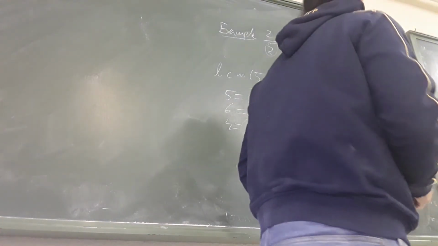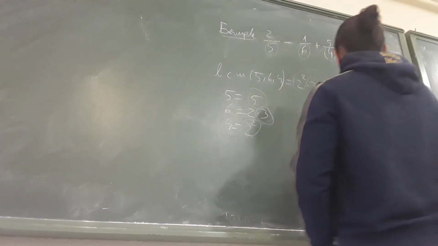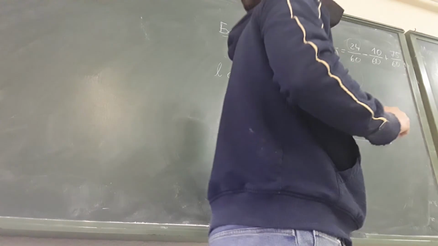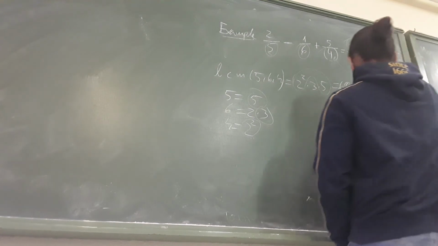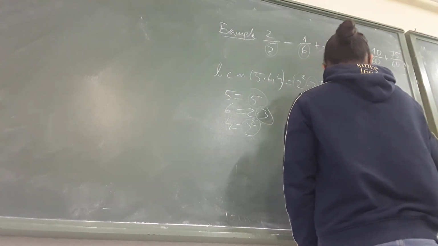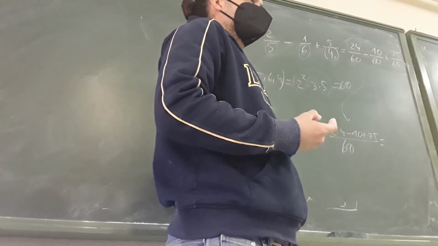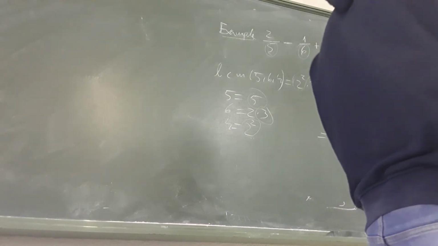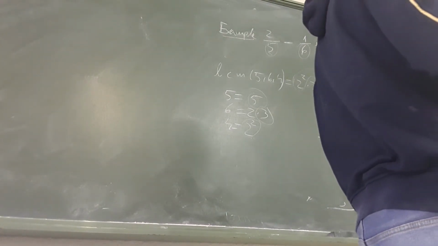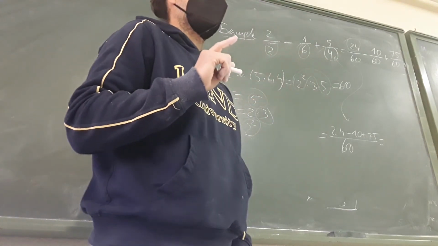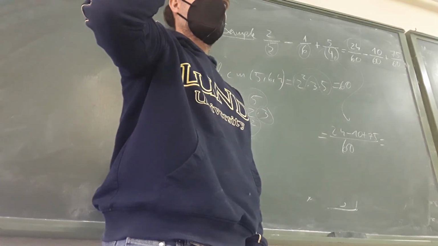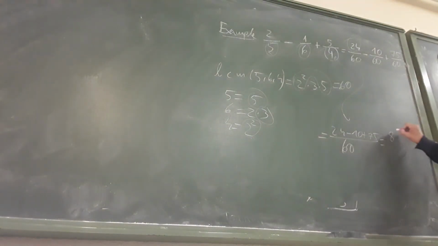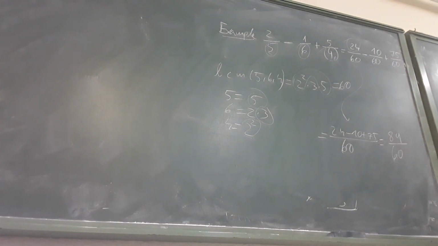75, 75. And now, what is the denominator? 60. And the numerator is 24 minus 10 plus 75. What is the result of this operation? 79, not 70. Yes? 89. 89 over 60. Right?